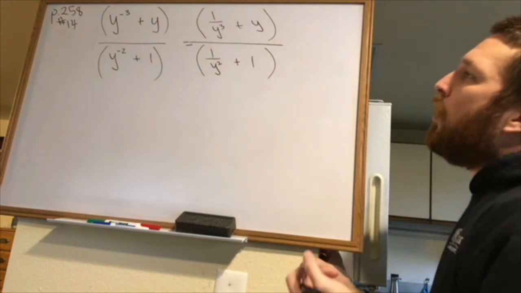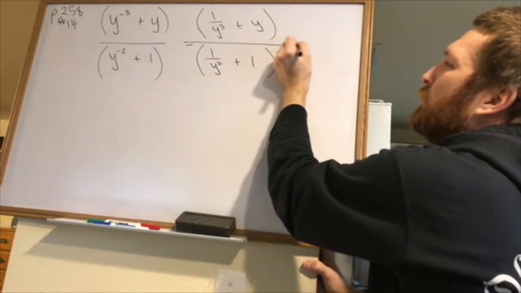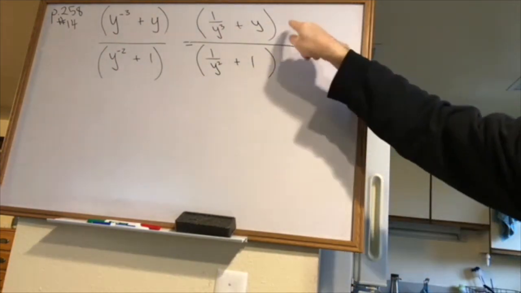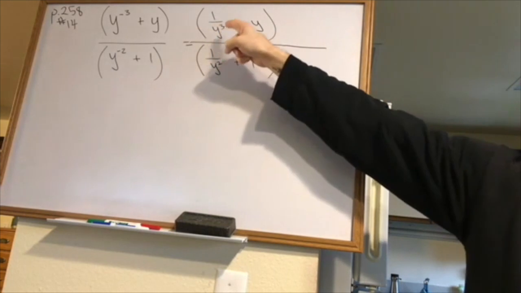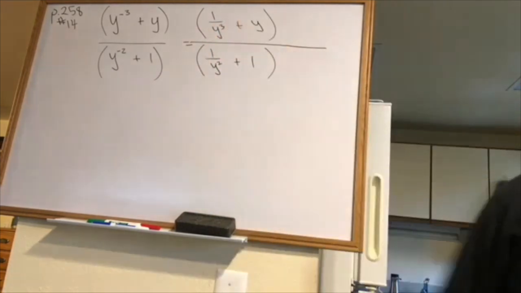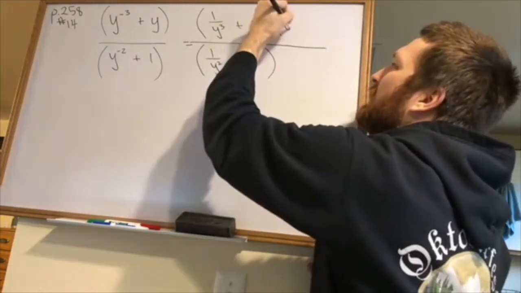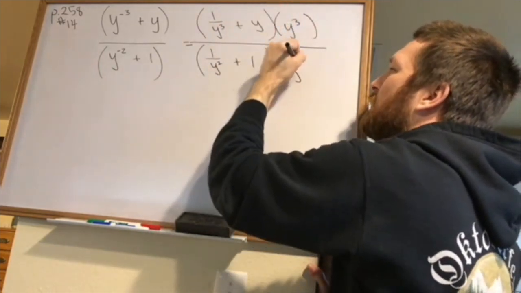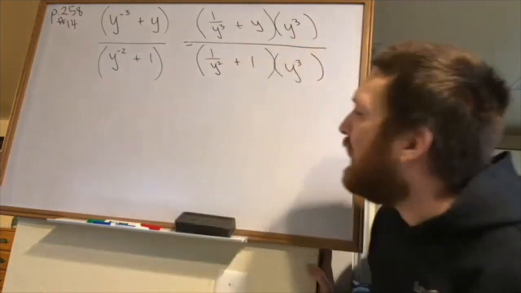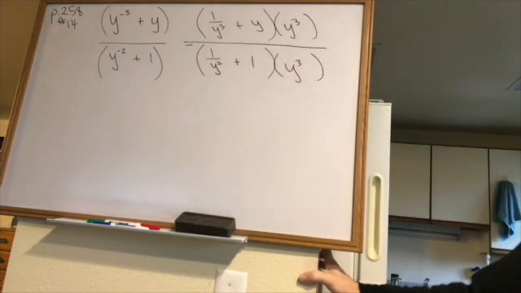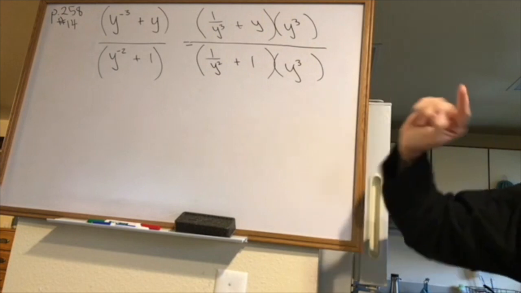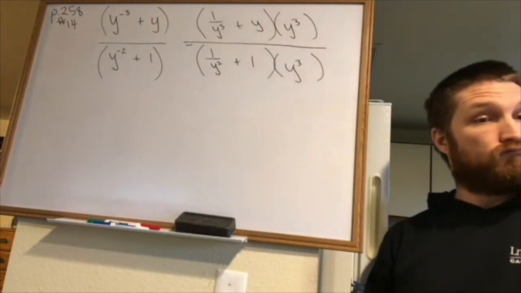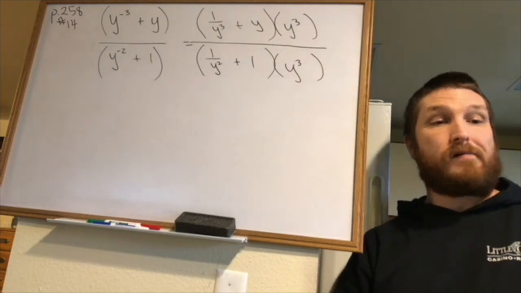Okay, so we've been doing the numerator first, so let's do the numerator first. What do I need to multiply this by in order to kill that denominator right there? Y to the 3rd. Okay, so I need a y to the 3rd. Whatever I do to the top, I have to do to the bottom. Now, are we done? No.